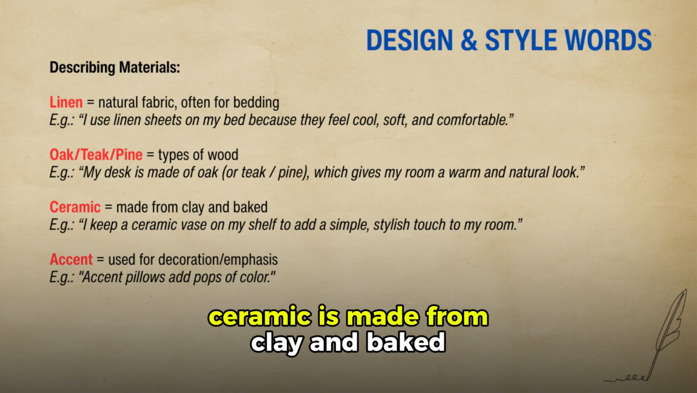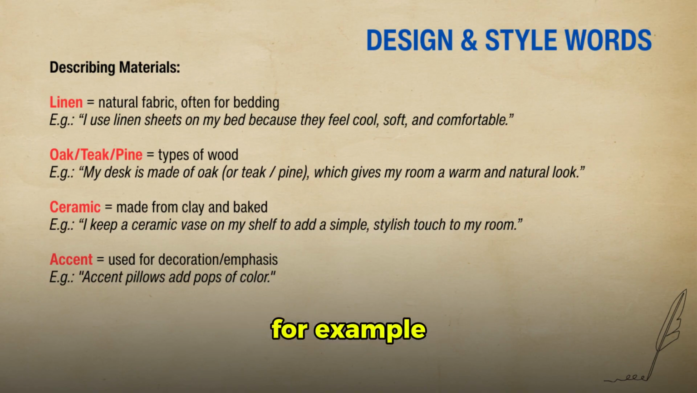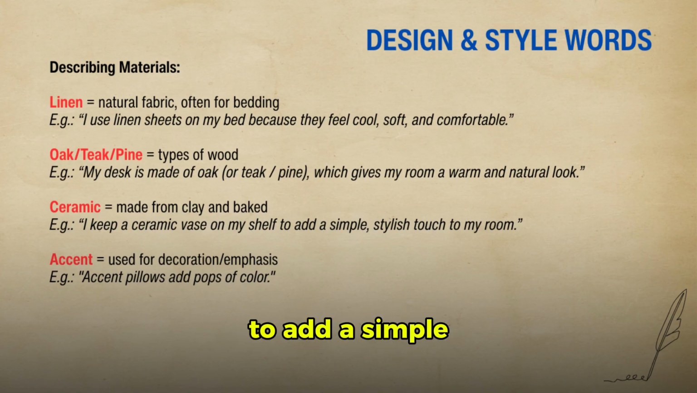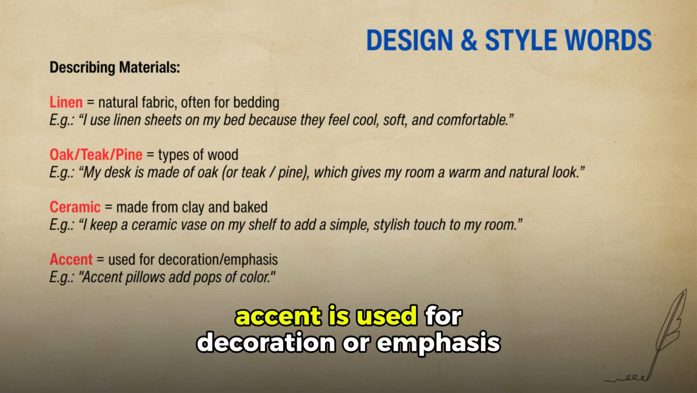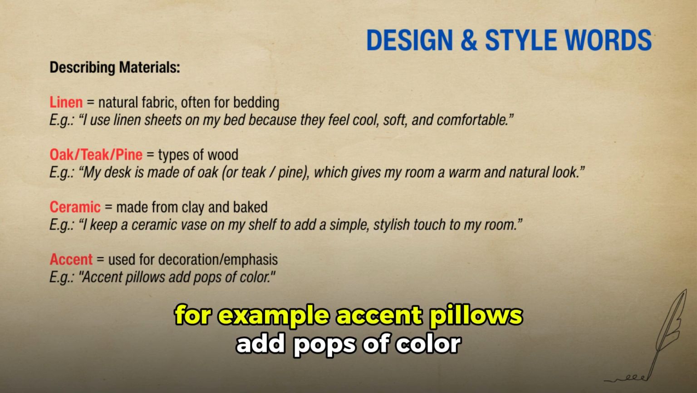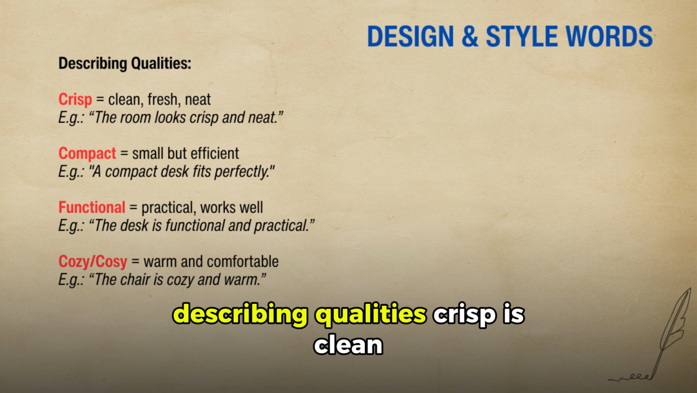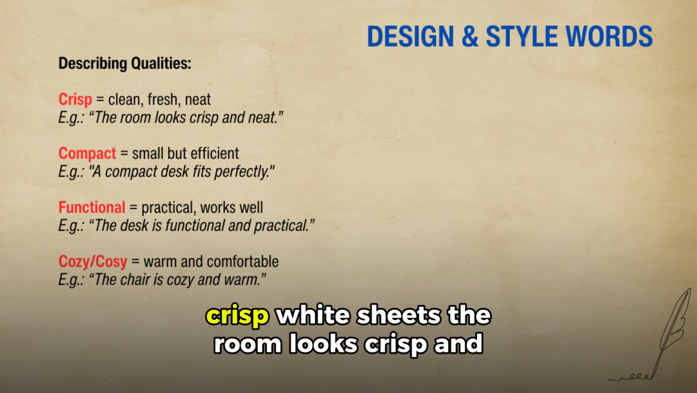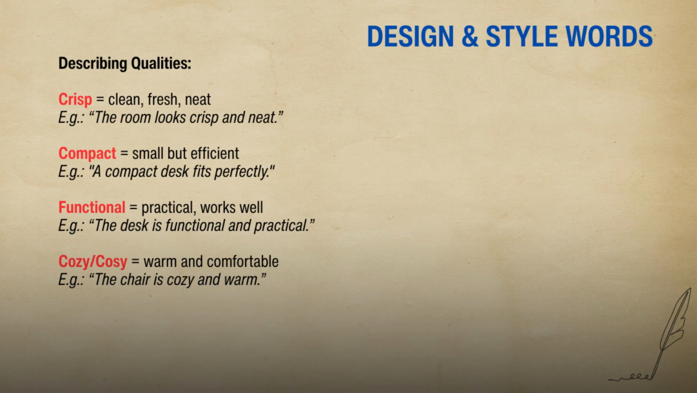Ceramic is made from clay and baked. For example, I keep a ceramic vase on my shelf to add a simple, stylish touch to my room. Accent is used for decoration or emphasis. For example, accent pillows add pops of color. Describing qualities. Crisp is clean, fresh, neat. For example, crisp white sheets. The room looks crisp and neat.